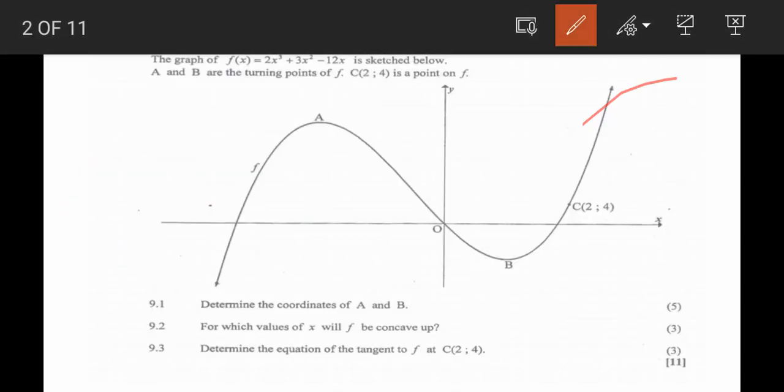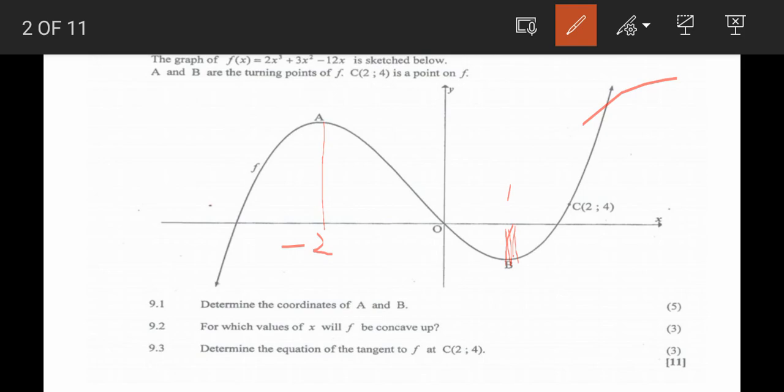we can all agree that A is in the second quadrant, and in the second quadrant our x is always negative, right? Our x's are negative, so we have negative 2 here. And then B is in the fourth quadrant. That means our x's here are positive. We're going to have the 1 here.